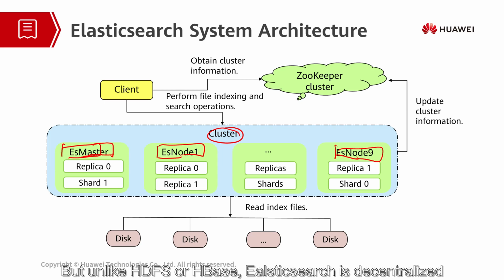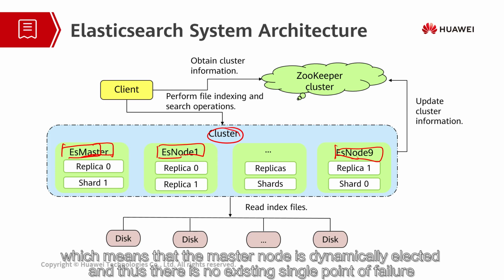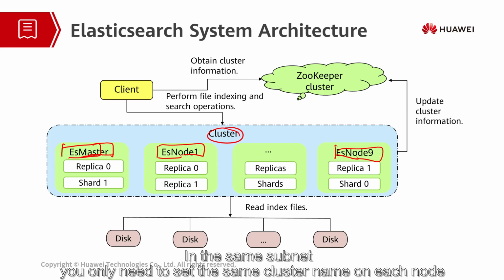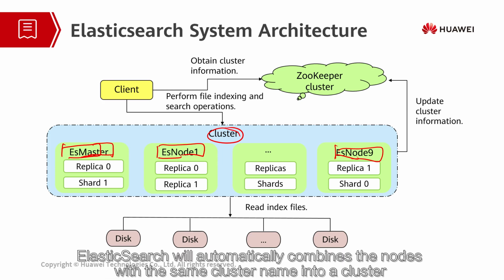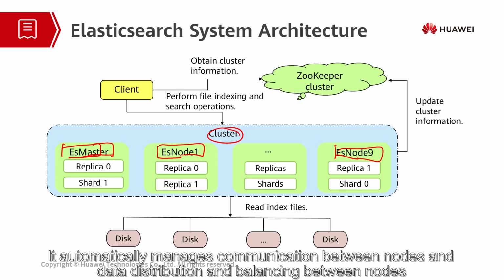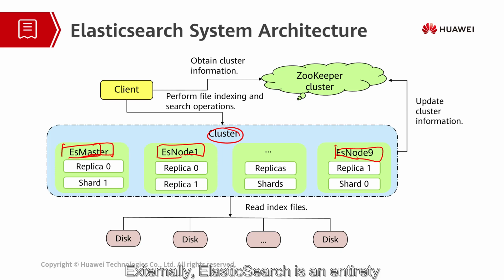But unlike HDFS or HBase, Elasticsearch is decentralized, which means that the master node is dynamically elected and thus there is no single point of failure. In the same subnet, you only need to set the same cluster name on each node. Elasticsearch will automatically combine the nodes with the same cluster name into a cluster. It automatically manages communication between nodes and data distribution and balancing between nodes. Externally, Elasticsearch is an entirety.